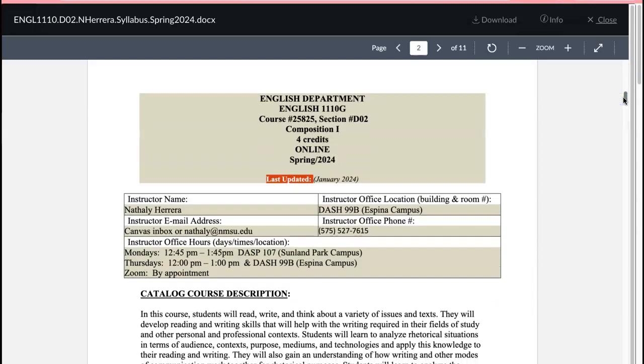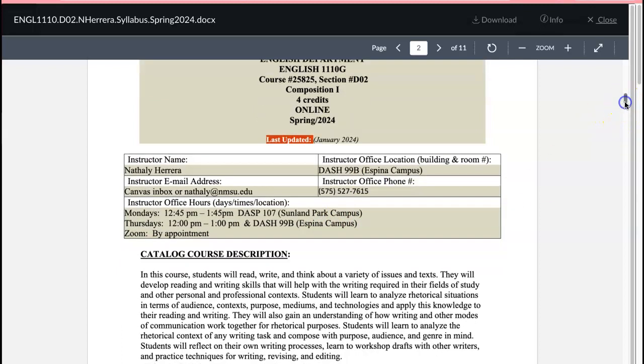And here we have some contact information. We have my phone number. If you do call my office, please make sure that you leave a voicemail. And then we also have my office hours. Of course, if you cannot meet in person or if these office hours do not work for you, then just go ahead and email me and we can set up something through Zoom, or we can try to meet some other time that works for both of us.